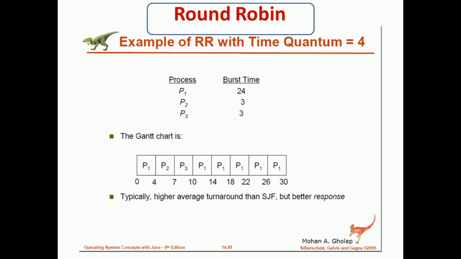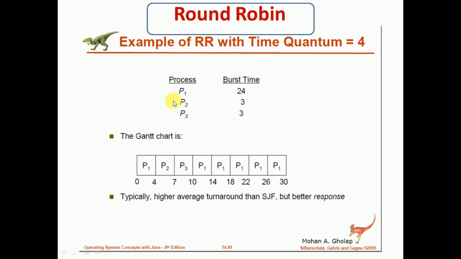First we'll see the example of the round robin scheduling algorithm. As I told you, in round robin we have a time quantum. In this example, we have taken the time quantum as 4, meaning every process will be allowed to execute for 4 milliseconds. You are given the processes and their burst times. We have 3 processes, P1, P2 and P3, and the burst time of P1 is 24, of P2 is 3, and of P3 is 3.